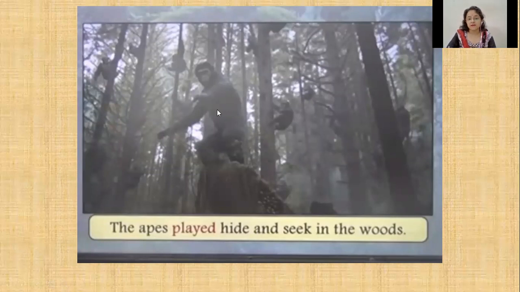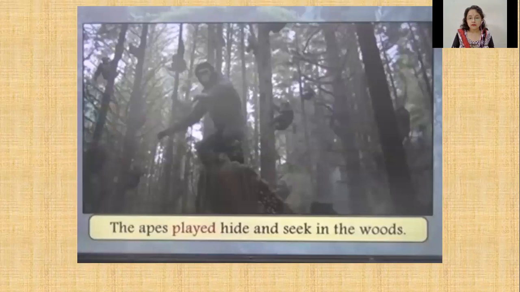Just see the apes. If you recall the movie, I know that many of you have watched it, and it was quite an interesting movie, isn't it? The apes played hide and seek in the woods. They are playing hide and seek in the woods. Now, here the verb is played. Let's answer questions first.